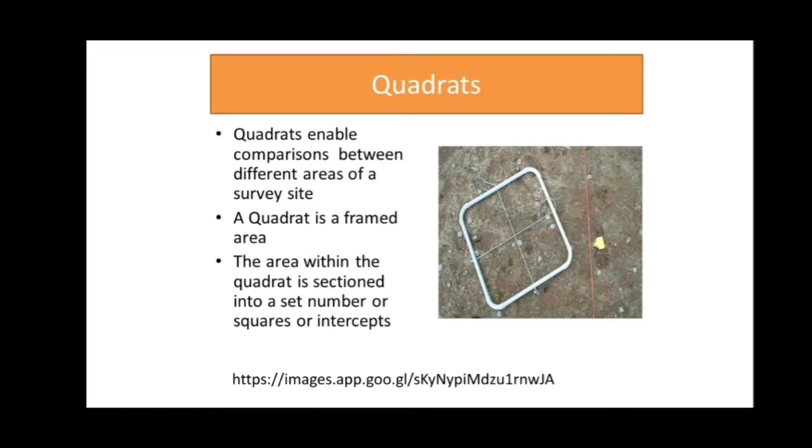Clip quadrat, the biomass or weight of each species is studied in this method. Fresh or dry weight of uprooted individuals or branches or fruits is recorded. The effect of grazing animals on vegetation should be studied by fencing the quadrat with proper material. Now, the quadrat enables a comparison between the different areas of a survey site. A quadrat is a frame area. The area within the quadrat is sectioned into a set number of squares or intercepts.